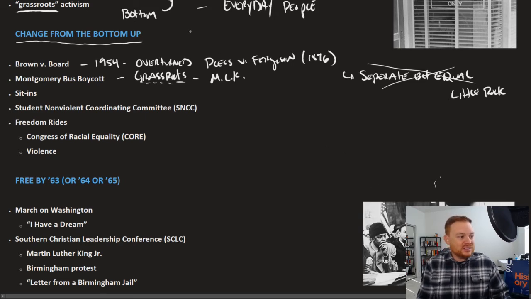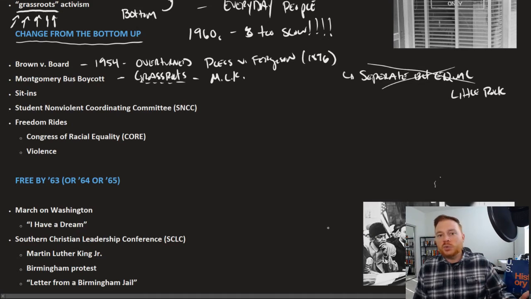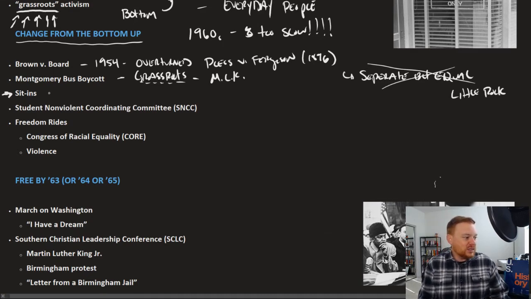But by the 1960s, it seemed that this was going too slow for many. And so there was an urge by the grassroots, by people, to speed up this process. They weren't satisfied with the pace that civil rights was going. And so there are two major movements that show this in action. The first one is the sit-in movement.